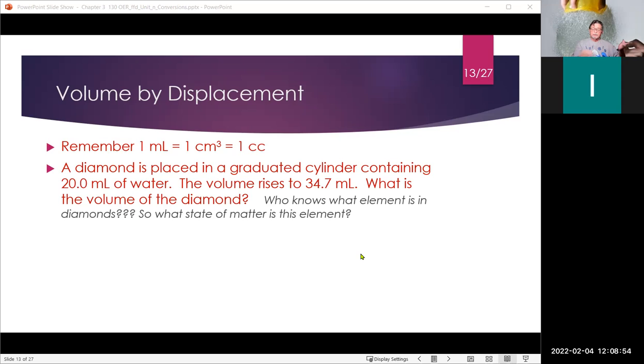Okay, and so simply put, we have to subtract the final volume minus the initial volume. And that difference is the volume of, in this case, the diamond. And this is true for anything that you do that has an irregular shape. That's the best way to calculate the density.